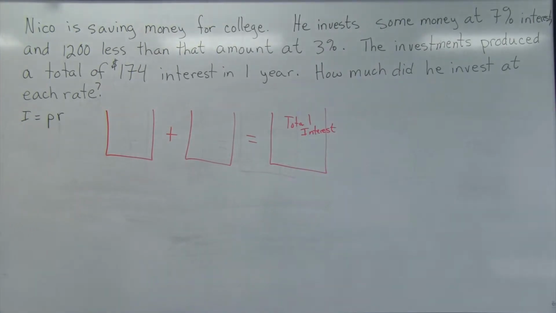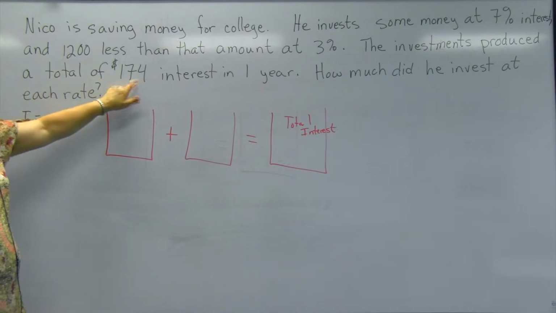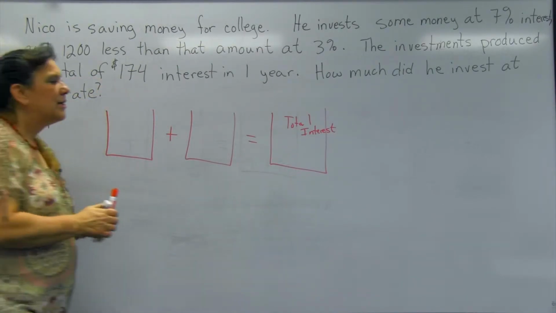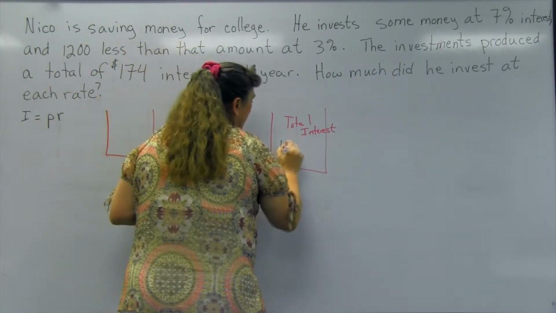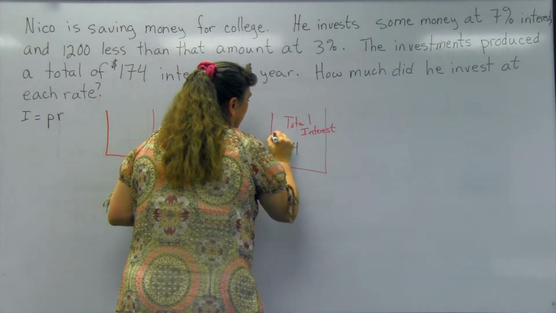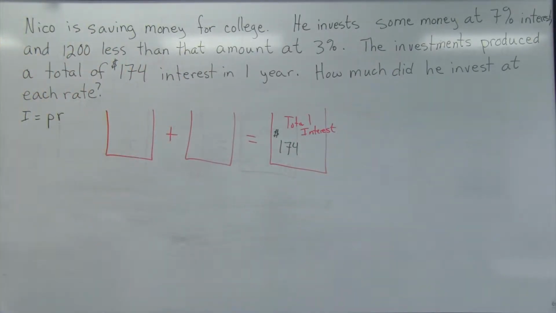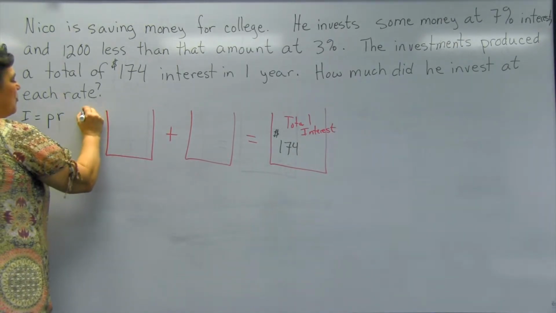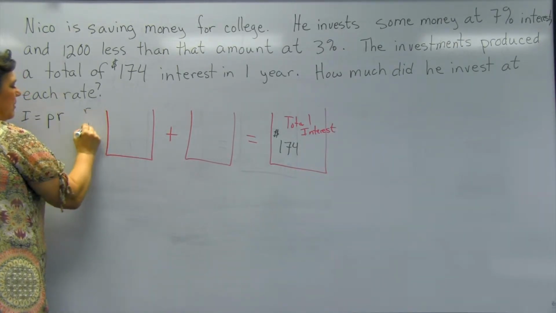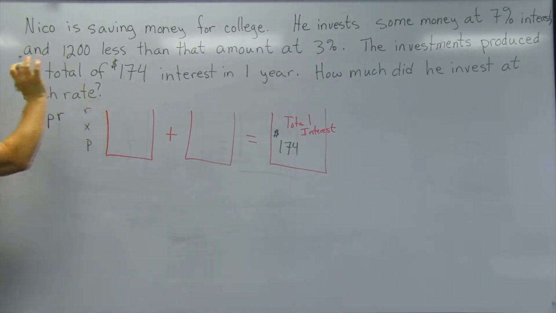So let's look at this. First of all, let's read this and find where the total interest is. It's in this line right here. Yeah, that's it. The total of $174 interest in 1 year. That's my total interest. So this one over here is $174. All right? That's our total interest. But what is going to be the interest of the first two buckets? Well, again, you're going to have the rate times the principal. Rate is the percentage of interest.